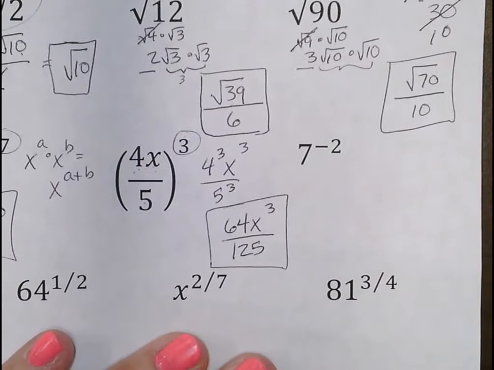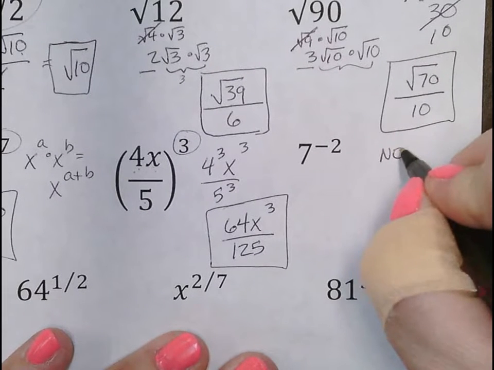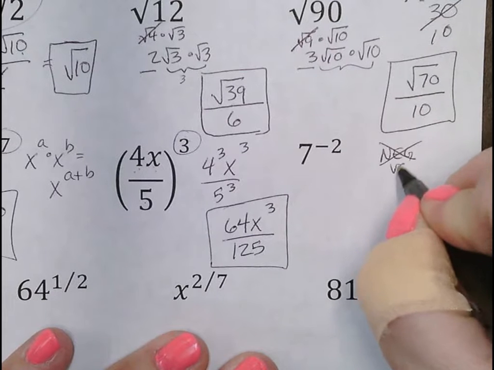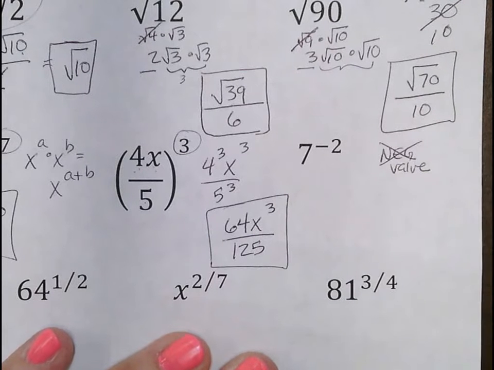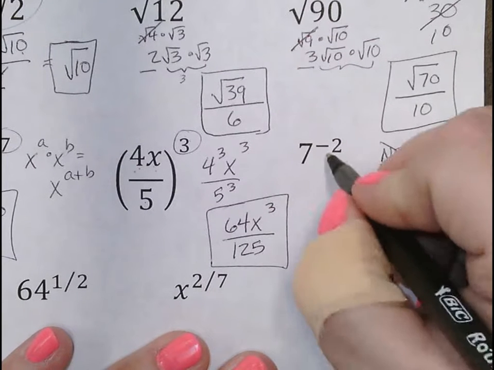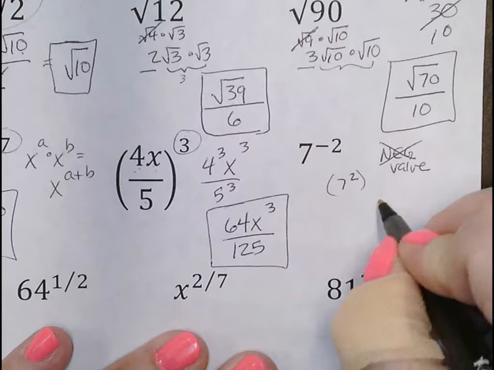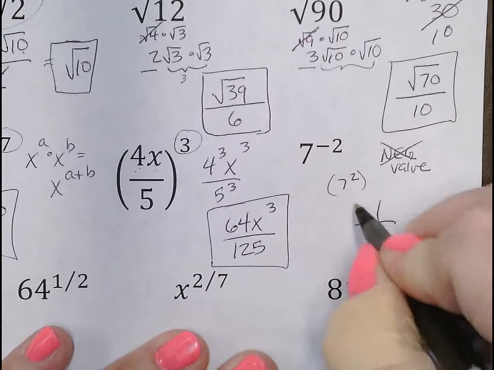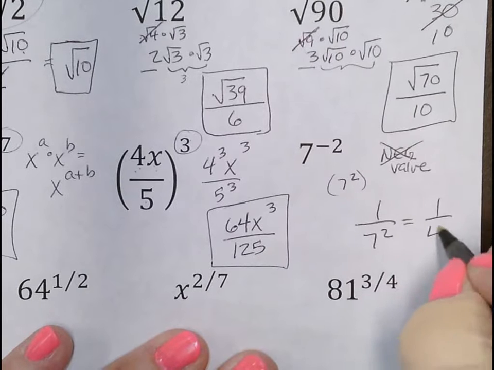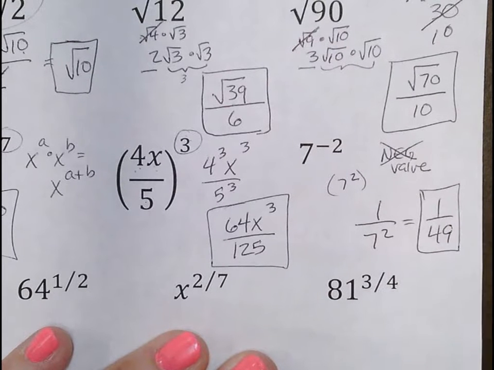Negative exponents do not make the number negative. We do not get a negative value. Instead, what that negative exponent does is it basically takes a reciprocal. So we take whatever the positive version was, which would be 7 squared, and we make it the denominator of a fraction. 7 squared is 49, and there we go.